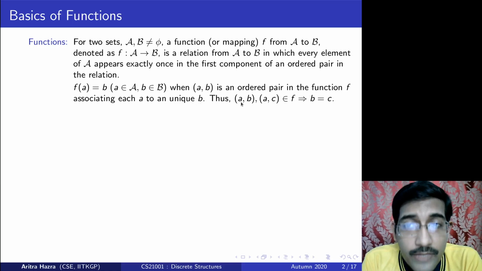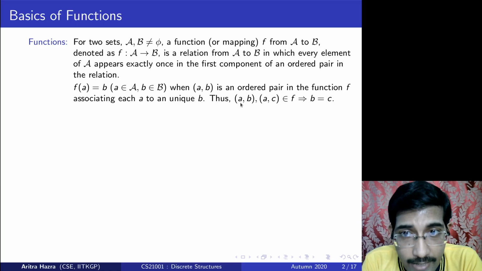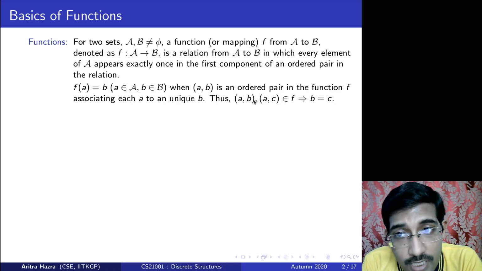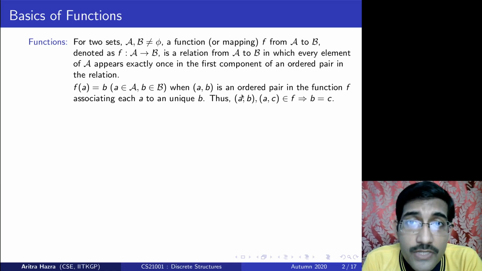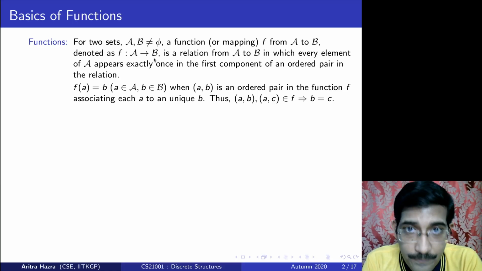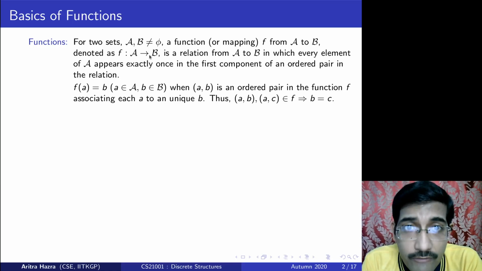Therefore, we can say that if (a, b) and (a, c) are both present in the relation which we name a function, this cannot happen unless b is equal to c. So for each a, I have a unique association with an element in B. That is the only restriction on the relation a function defines. The sets A and B are non-empty, and we define a function from A to B when this condition is satisfied.